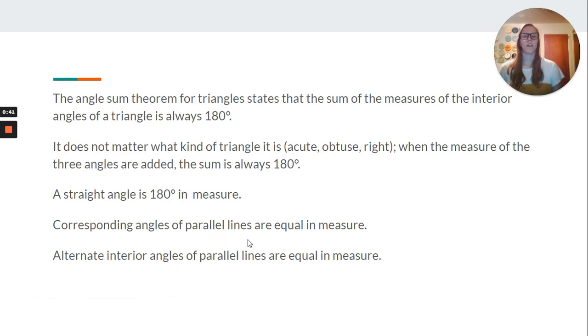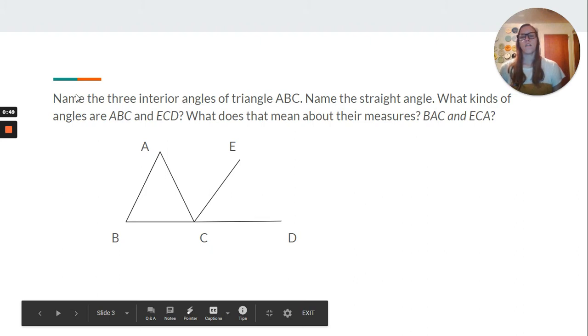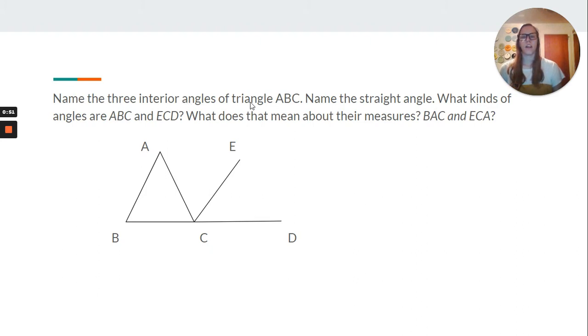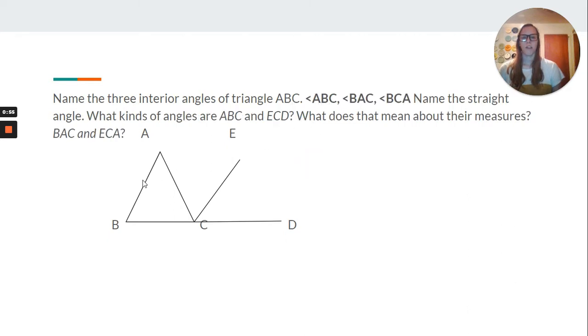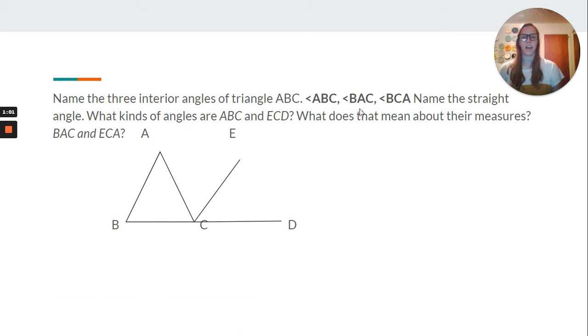Corresponding angles of parallel lines are equal in measure, and alternate interior angles of parallel lines are equal in measure. So, first, name the three interior angles of triangle ABC. We have angle ABC, angle BAC, and the angle BCA. The middle point is always going to be the point of the angle. So if you got rid of this line, that would be the point.